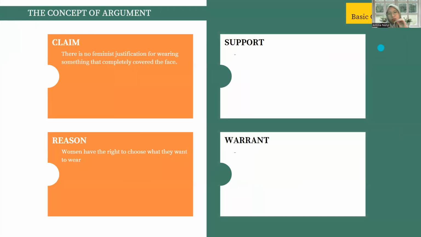Now, let's move on to the basic components of an argument, which are the concepts of claim, reason, support, and warrant. So what is a claim? A claim is a statement of what you believe or what should be done. The reason is a statement that supports a given claim. Support is a form of evidence that substantiates the reason offered. And the warrant is the assumption that connects the support to the claim.